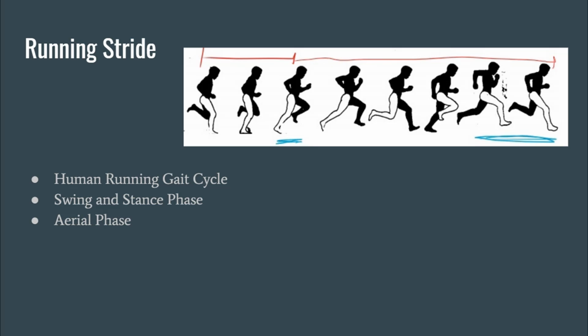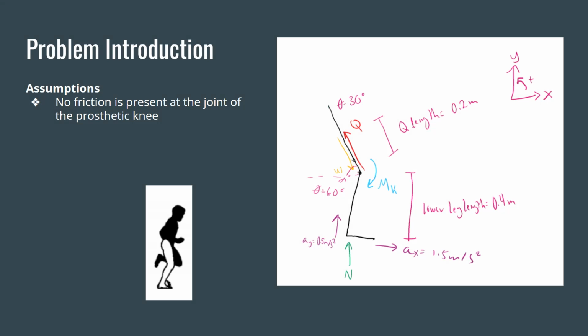These phases can be seen highlighted above in red, where the shorter one is a stance phase and the longer one is a swing phase. The three stances underlined in blue represent the aerial phases, in which both feet are off of the ground. For this example, we will be focusing on the second gait, called mid-step.